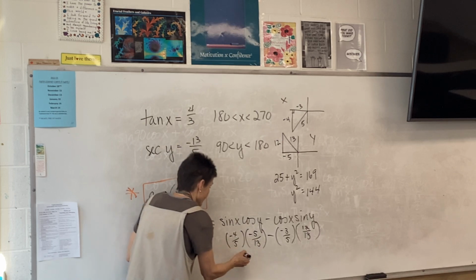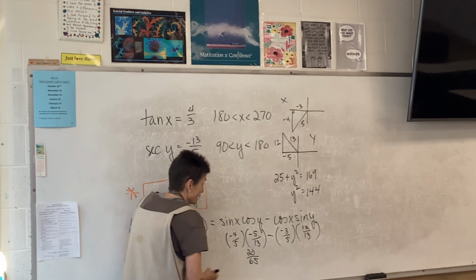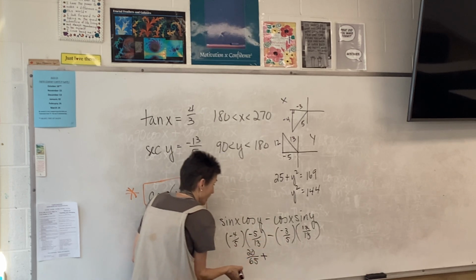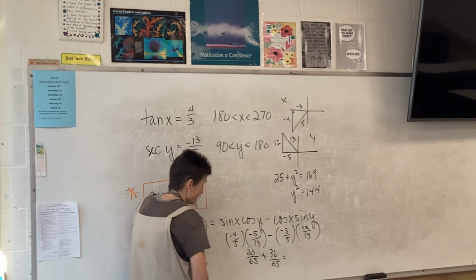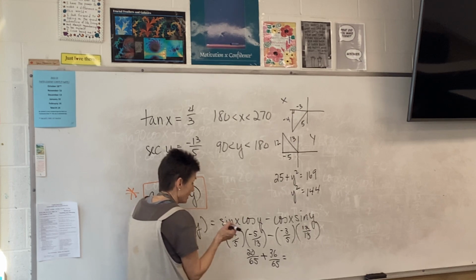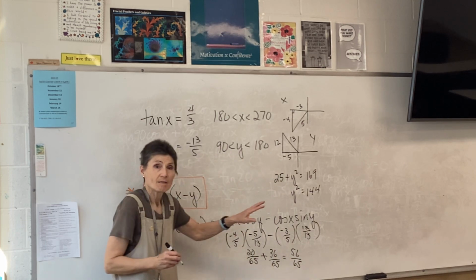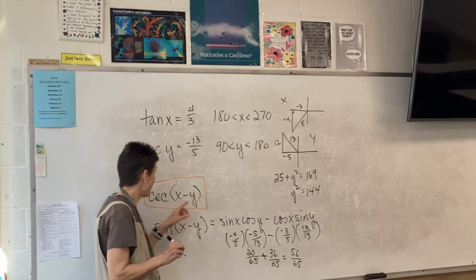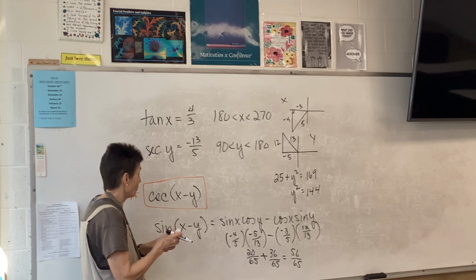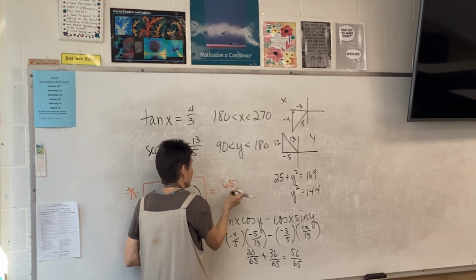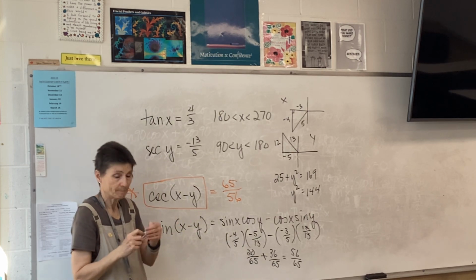Okay, so what do I get here? These two are multiplied, so that's 20 over 65. Now I got a double negative, so that's actually going to be a plus 36 over 65. They have a common denominator, which gives me an answer of 56/65. Now, that is the sine. Remember this right here though? We wanted the cosecant. So the cosecant will be 65/56, the reciprocal of the sine.